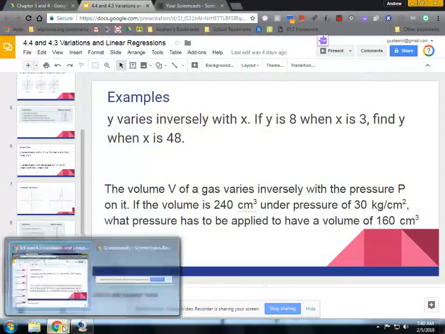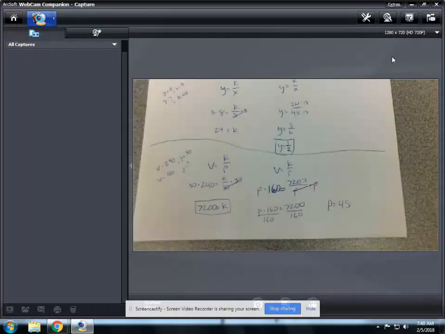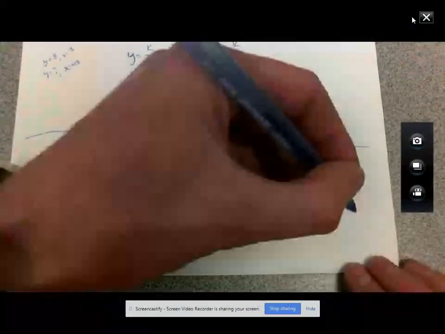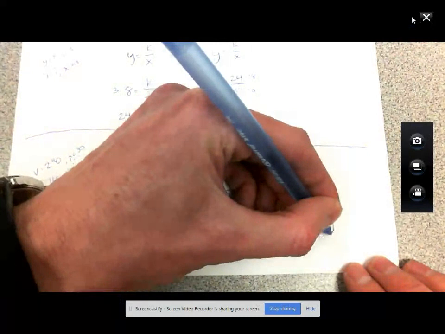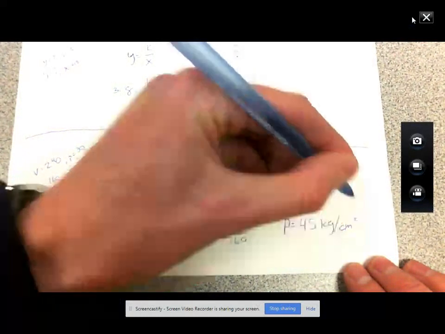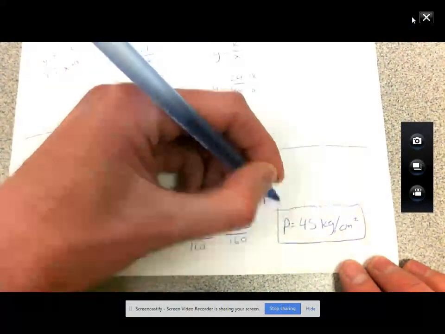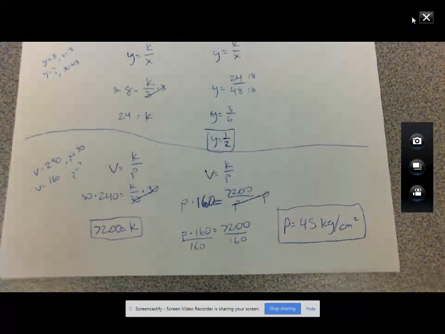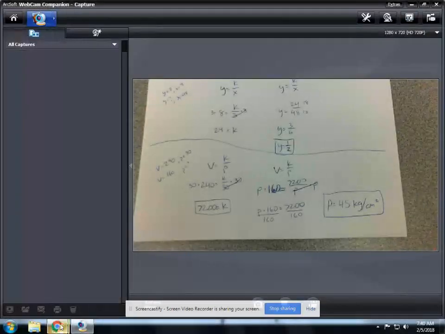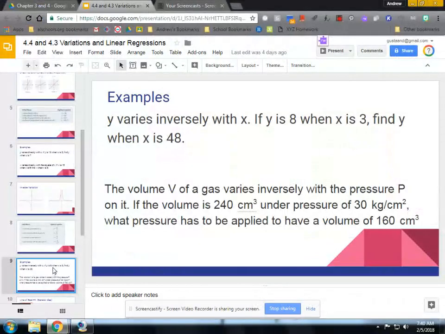Pressure, kilograms per centimeter squared. Would have to be the pressure. P equals 45 kilograms per centimeter squared. So that's how you solve direct variation and inverse variation function problems. I'm going to stop there, and there's going to be one more video that deals with the project.